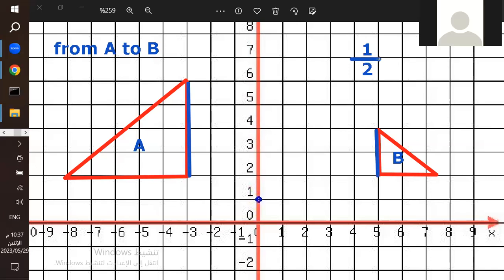Positive. Why is it not negative? Because it is not upside down. Good. That's the idea. The same orientation means it's positive. And this one is smaller by half, meaning the scale factor is half. Now we want to find the center of enlargement. Halima, the center of enlargement is easy.